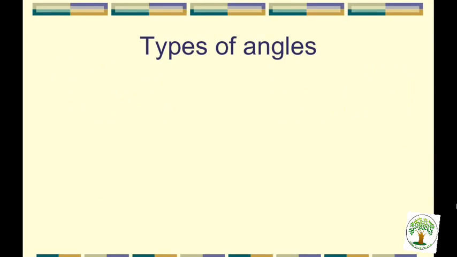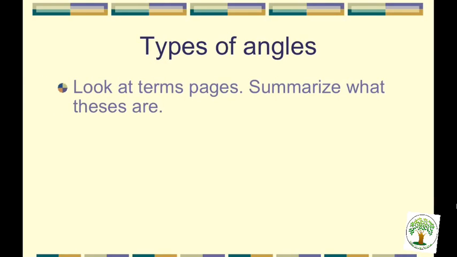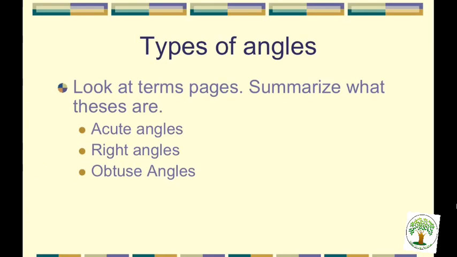Now we have some different types of angles. These definitions are on the definition page: acute angles, obtuse angles, straight angles, and right angles. Question: how many lessons are we going over today? Hopefully 3. I don't know, we're having troubles, aren't we? Okay, we're trying.